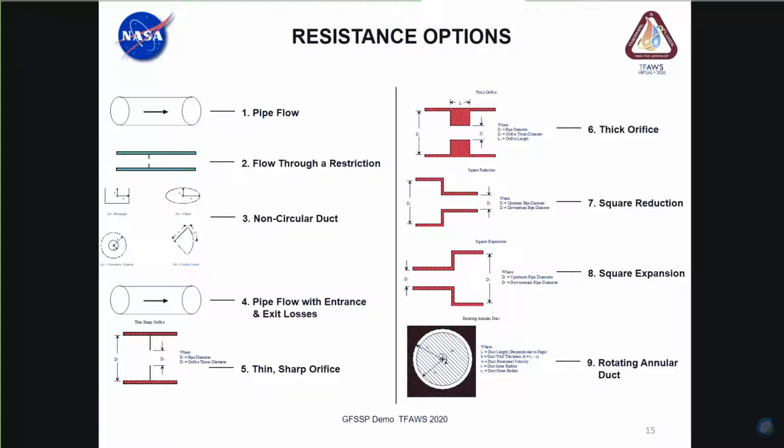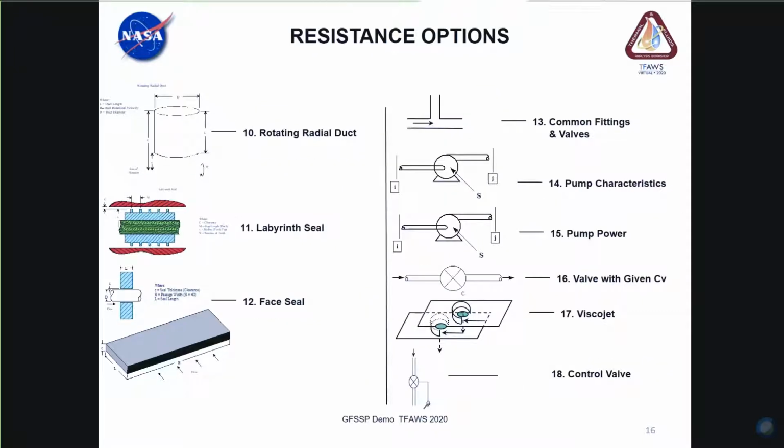We have a small library of resistance options that are built into the code. These include pipes, restrictions, non-circular ducts, thin and thick incompressible orifices, reductions and expansions. If you're doing turbopump modeling, you might use the rotating annular duct or the rotating radial duct or the labyrinth face seals. We have common fittings and valves such as elbows, 180-degree turns, gate valves, butterfly valves. So you select that and it puts in a standard K value for that fitting.